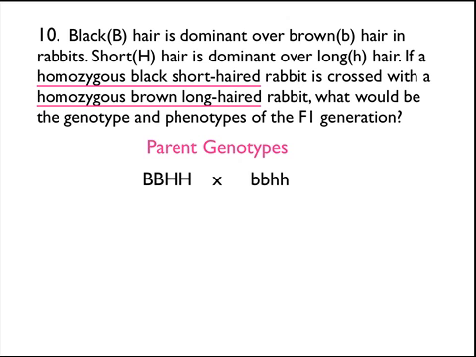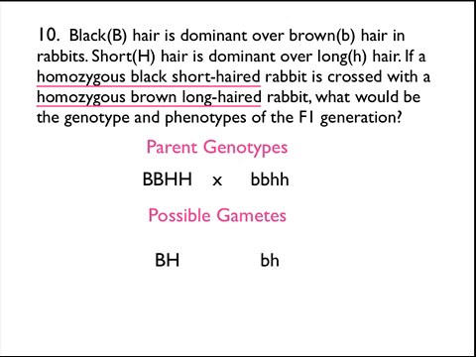So if we do this next step very carefully, if we figure out the possible gametes, we're actually going to save ourselves a lot of time because we don't have to set up a big Punnett square for this question. From the first parent, we can only give a capital B and we can only give a capital H, so there's only one possibility, big B, big H.